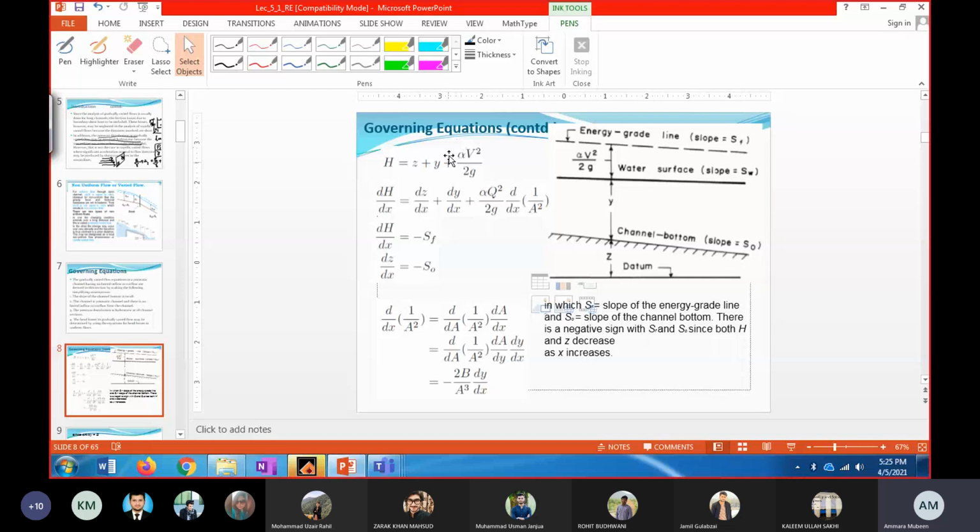Practically, the alpha value is taken as 1. It changes from 1 to 1.15 or 1 to 1.2, but practically it is usually taken as 1. So the next step is differentiating this equation with respect to x.